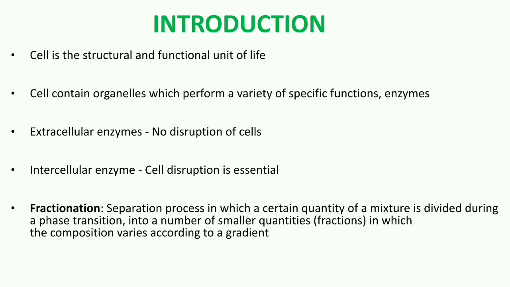Let us try to understand this process with the help of plant cells, for example. When you isolate plant cells and want to recover enzymes which are involved in photosynthesis, we will need to first break the cell and then divide the lysate obtained into smaller fractions. These fractions can then be subjected to centrifugation, for example.